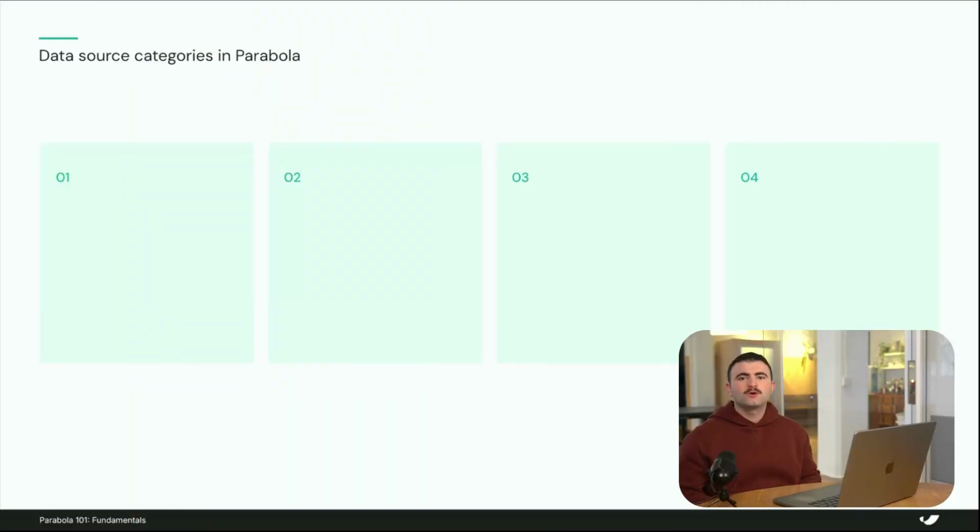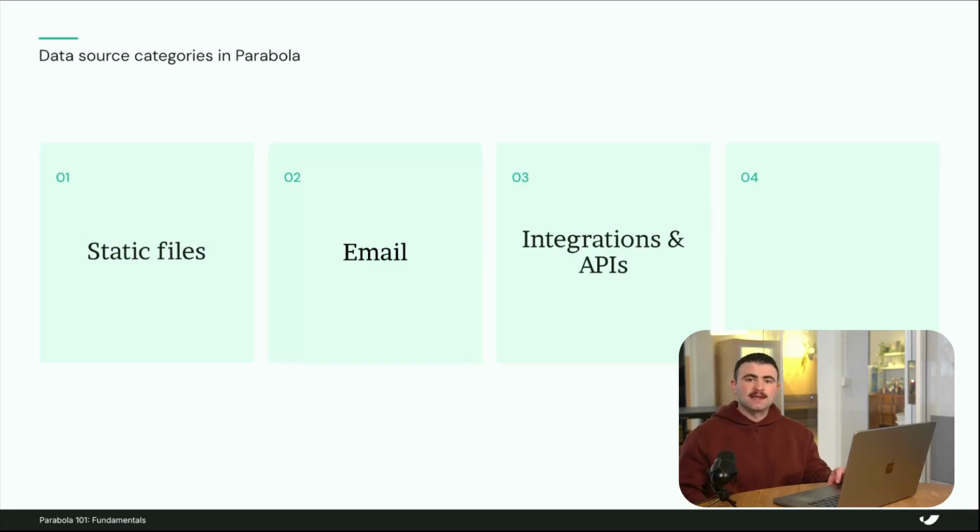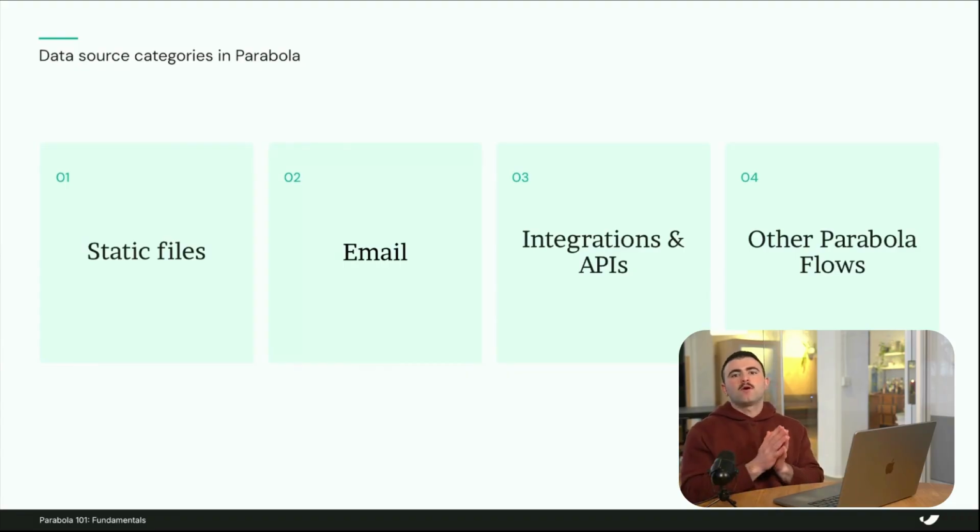The goal of this lesson is for you to understand the different methods for pulling data into Parabola, and in particular, which of those methods is going to be the fastest and easiest as you get started building your first flow. There are four different broad categories of data sources that you can use to pull your data into Parabola. Those include static files, email, integrations and APIs, and other Parabola flows. And now the goal here isn't to memorize all of these specific options, but more so understand the world of the possible before we focus in on what's truly going to be the fastest and easiest as you build your first flow.